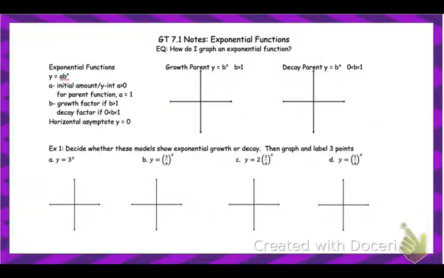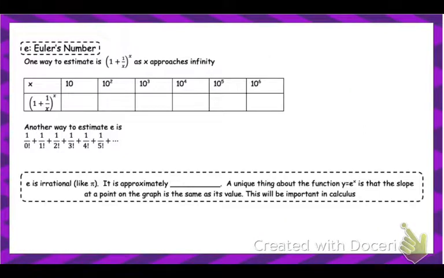All right, so what we're going to do now is look at a different kind of base. This is a very important number going forward, and that is e. e is Euler's number. e is kind of like pi, where it stands for a very long number with a lot of decimals. One way that we can estimate e is from this expression right here, and it says as x approaches infinity. So as those x's get bigger and bigger, this number is getting closer and closer to infinity.